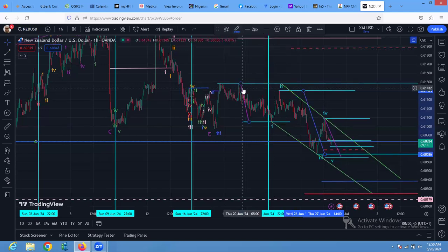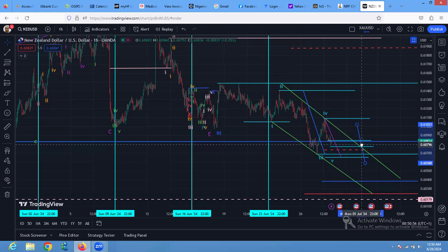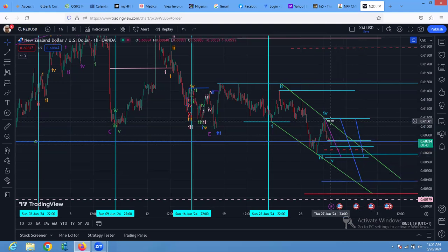Let me just change it. So if it's going to be equal to wave 1 from this 4, it will come here, break it slightly, and go up. But if it's going to be equal to wave 3, which is the last that you should expect, then it should come here, which means 5 may be equal to 3.